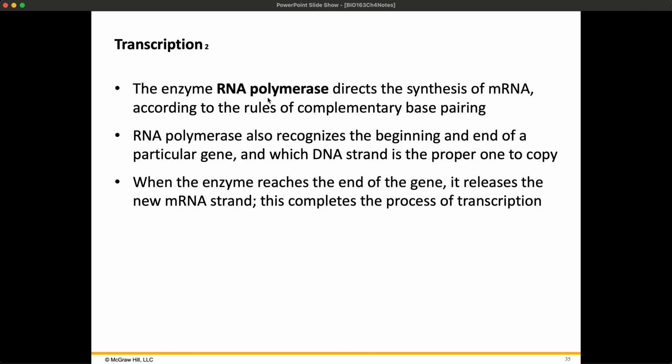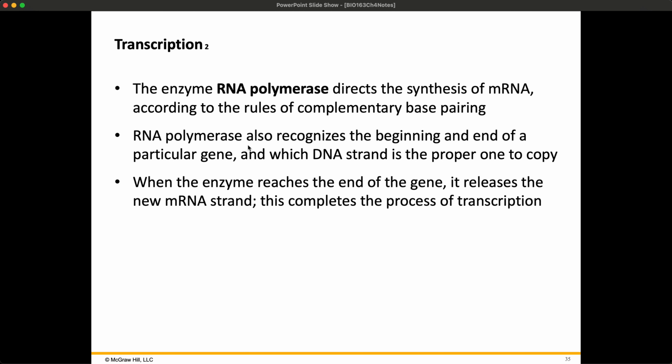RNA polymerase, then, so looking at how this is made a little bit more. The enzyme RNA polymerase is directing the synthesis of mRNA. We said DNA polymerase helps with DNA replication. RNA polymerase is the same kind of enzyme that synthesizes, putting a lot of things together. Making this RNA is still using the rules of complementary base pairing, still A and U this time, and C and G.